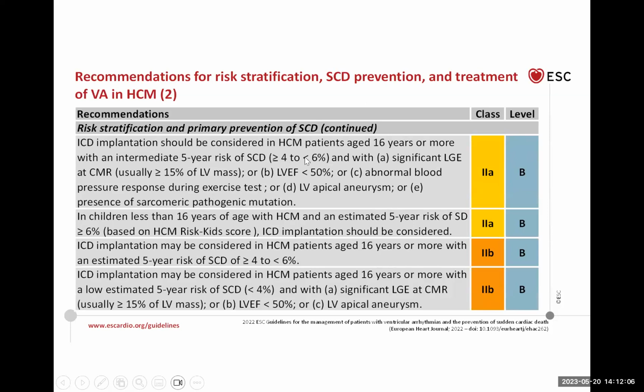If it's in between 4 to 6%, then look at other risk factors like significant late gadolinium enhancement, i.e. 15% or more of the left ventricular mass, or ejection fraction less than 50%, or abnormal blood pressure response to exercise, or apical aneurysm in the left ventricle, or a genetic mutation that makes them high risk. Then it's again a 2A indication to put an ICD in those patients. If they are less than 16 years of age, and the estimated 5-year risk of sudden death is 6% or more, ICD also should be considered.